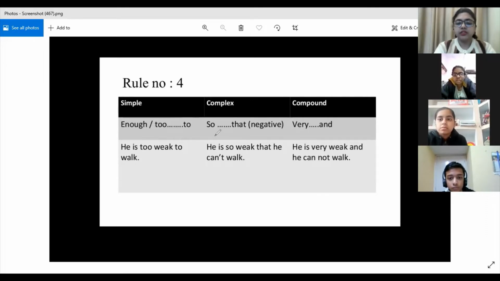Then for changing this type of sentence into compound, you will be using very and. He is very weak and he cannot walk. So one word which you have to add instead of so and to is very. Okay, and is a conjunction, so it will be there naturally. Understood?